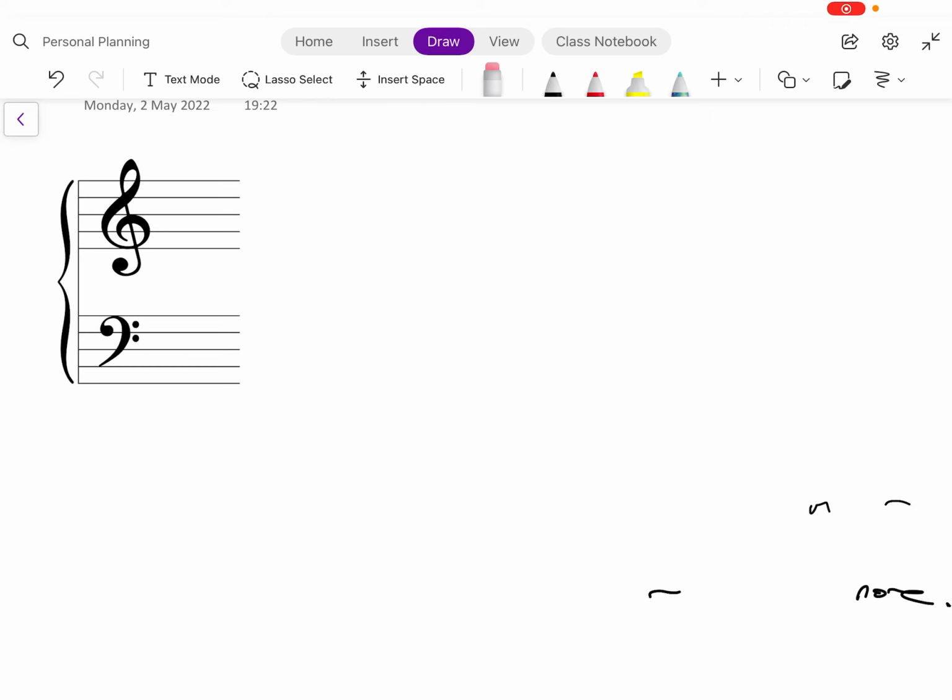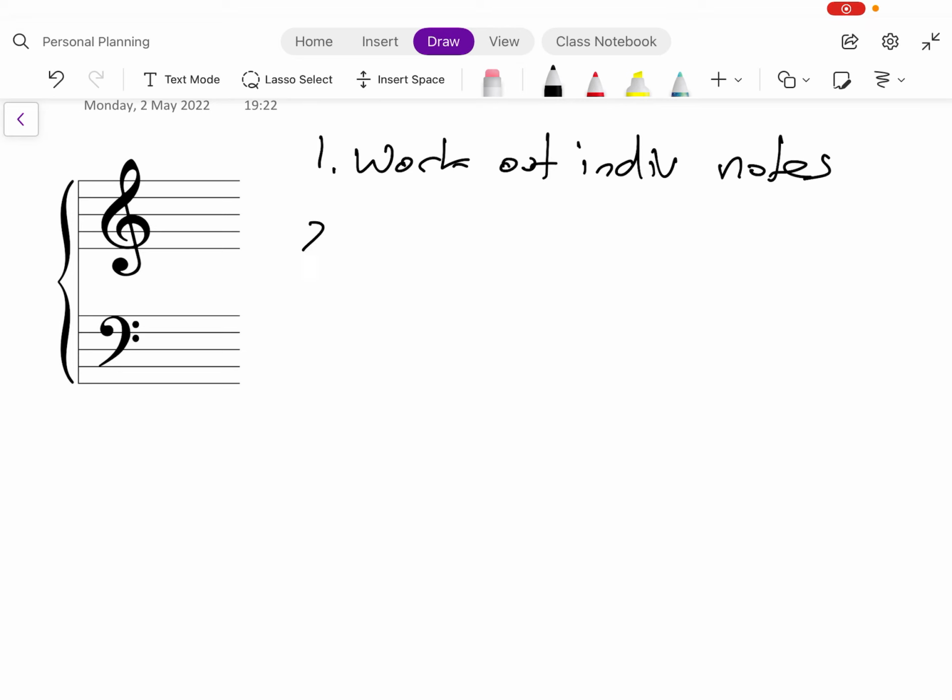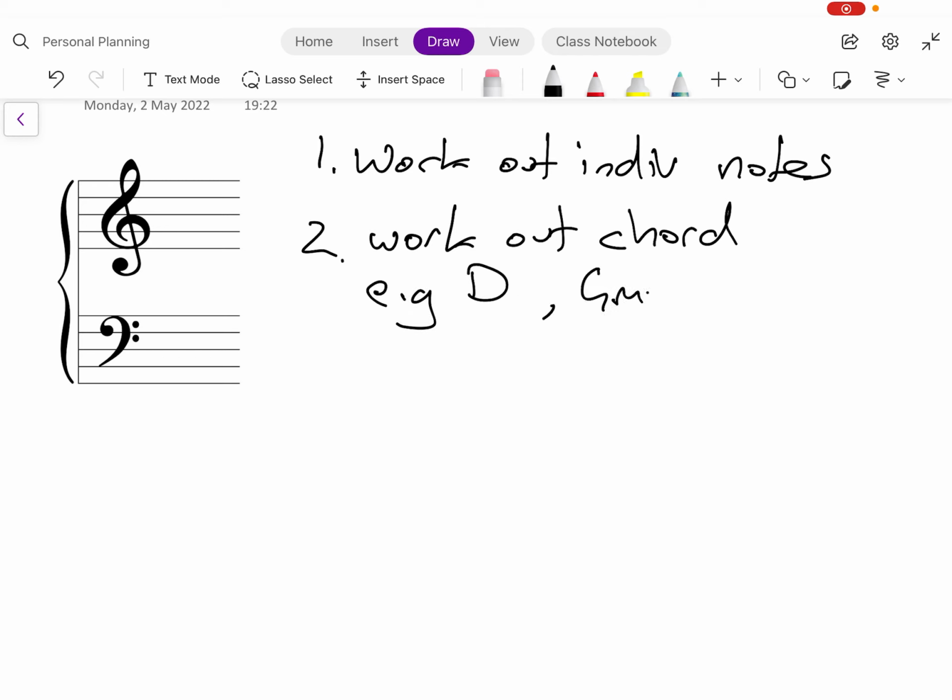Okay, so just to recap, the first thing you have to do when you get asked to identify a chord is work out all the notes. So 1, work out the individual notes. Second thing you have to do is work out what triad it is, or work out the chord. It might not be a triad, it might be a 7 chord. So for example, it could be a D chord, it could be a G minor, it could be a C7. Okay, work out the chord.